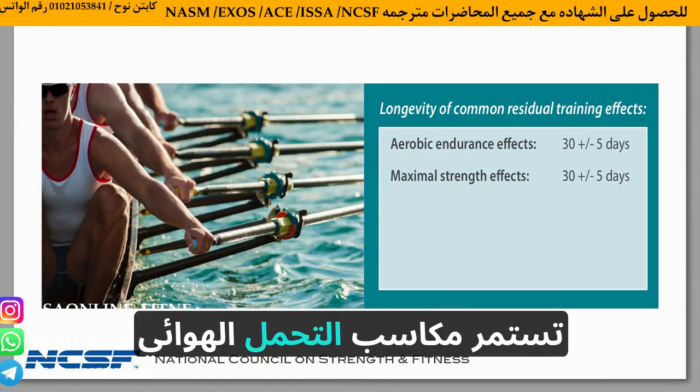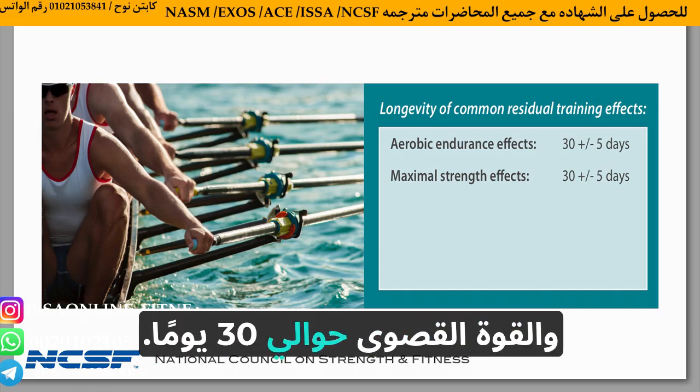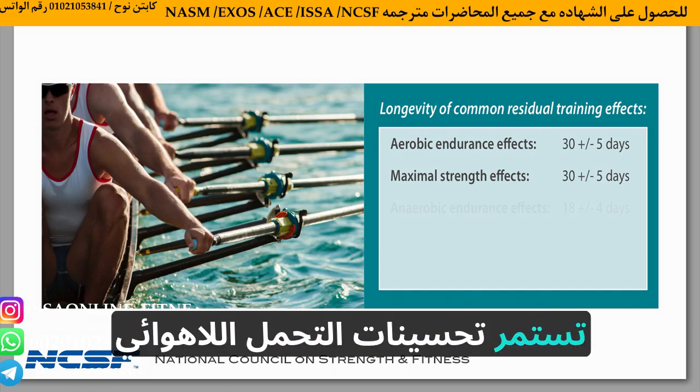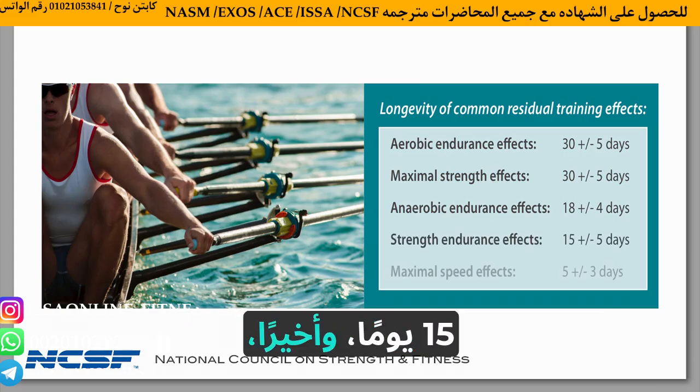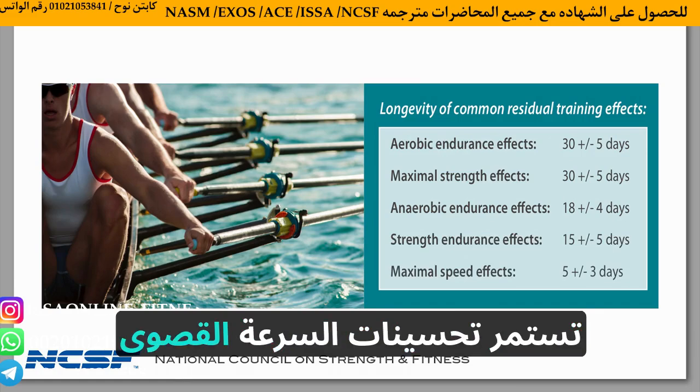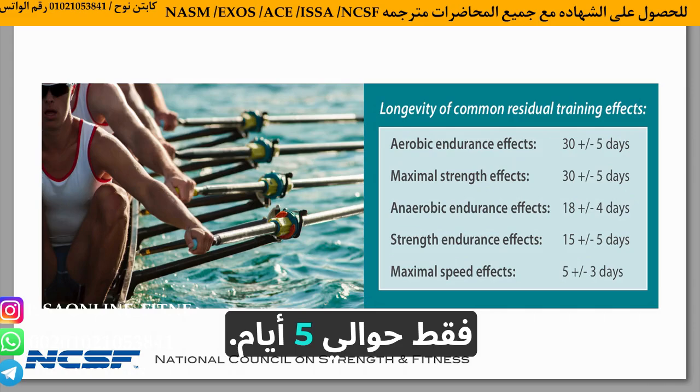Aerobic endurance and maximal strength gains last about 30 days. Anaerobic endurance improvements last about 18 days. Strength endurance improvements last about 15 days. And finally, maximal speed improvements only last about 5 days.